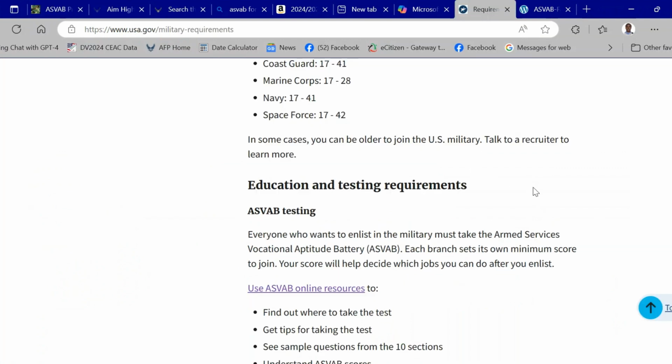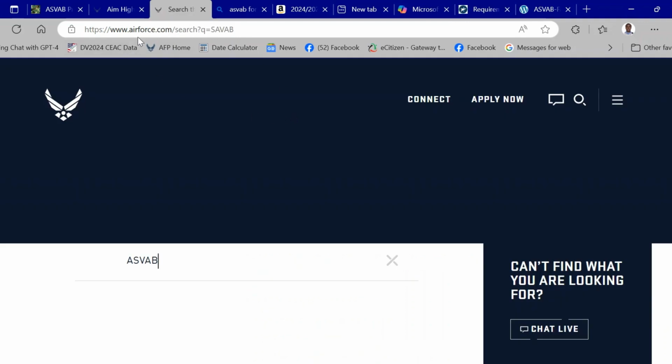The ASVAB is the Armed Services Vocational Aptitude Battery test, and each branch of the military sets its own minimum score to join. Let's use the Air Force as an example. Let's say you want to join the US Air Force and learn more about how they do the ASVAB test. The first step is to identify the right website, which is this one, airforce.com.